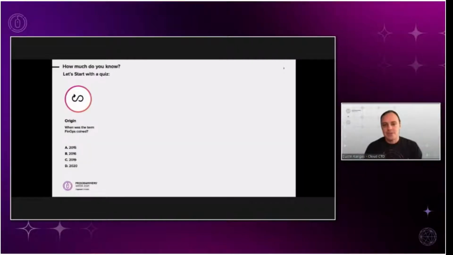This is something that's relatively new. Rocky brought it up, right? We talk about cost management, but when was the term FinOps actually coined? Was it in 2015, 2016, 2019, or 2020? As the chats are coming up, I'll go ahead and reveal the answer here. It's actually 2016.